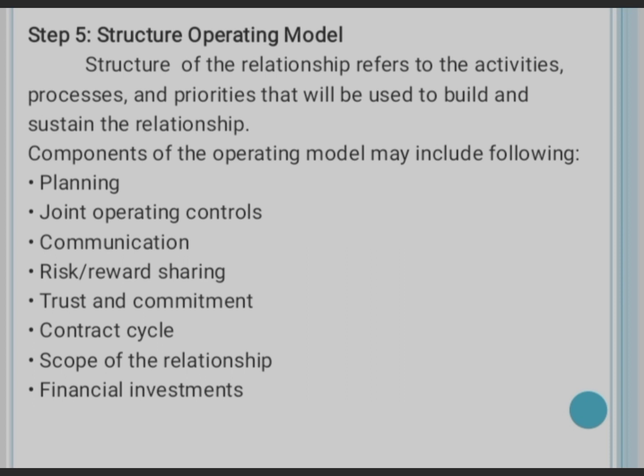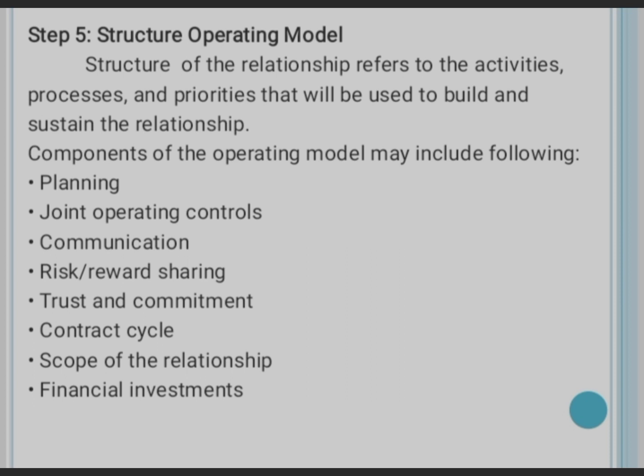Next is communication. Effective communication is essential for building and sustaining a successful joint venture relationship. It involves regular meetings, updates, and feedback between the partners to ensure alignment and transparency. Next, risk and reward sharing refers to the allocation of risks and rewards between the partners based on their contributions and responsibilities. Next, trust and commitment.